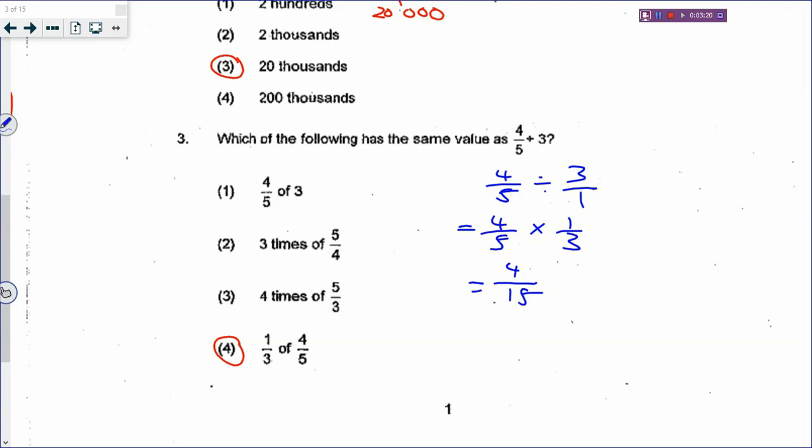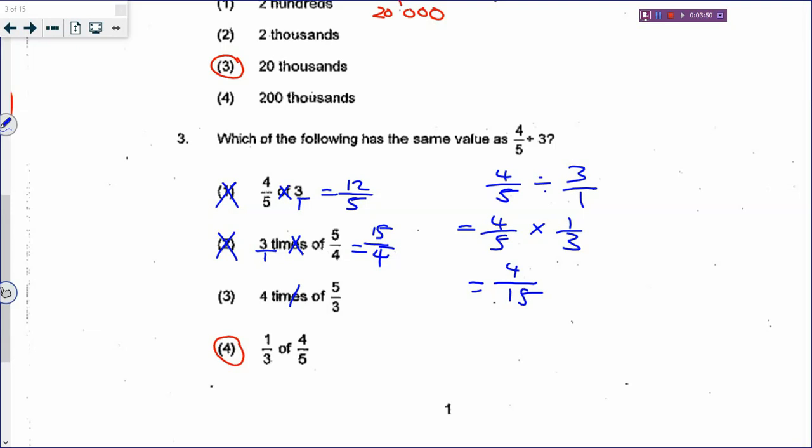Alright, so 4 over 5 of 3, it means that 4 over 5 times 3, of is times. And every whole number that you see, you can change it into a fraction. So you have 4 times 3, that will be 12 over 5, which is not the value. Then what is 3 times of 5 over 4? That will be 3 times 5 over 4. So change the whole number into a fraction, and you get 15 over 4. Alright, so you multiply the numerators, and then multiply the denominators, which is not the value.